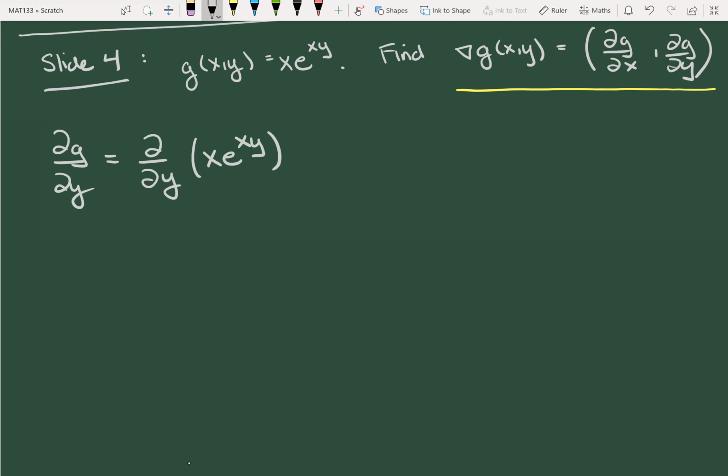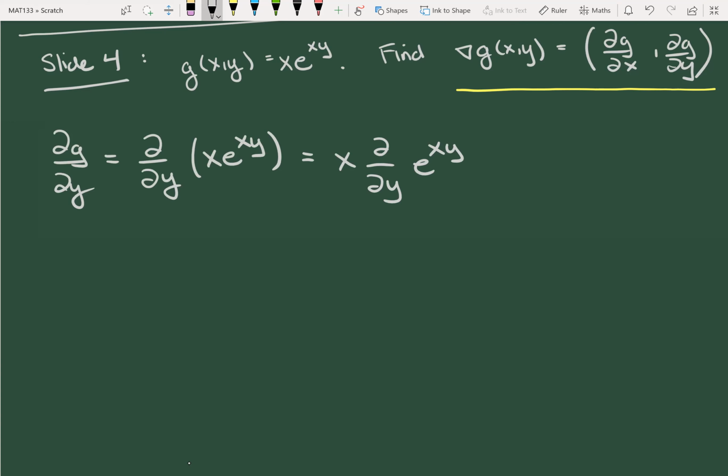And again, we're differentiating with respect to y here. So I'm going to pull that x out. I just don't want to have to worry about it. I don't want it to get in the way. I don't want us to accidentally try and apply the product rule to it or something like that. So I'm just going to get it out of there.